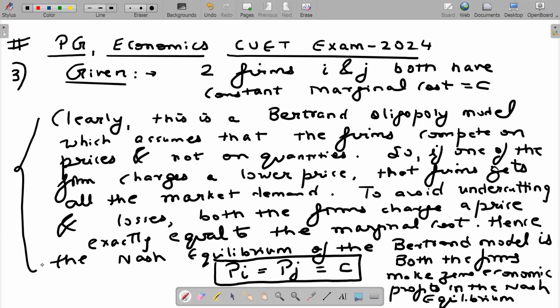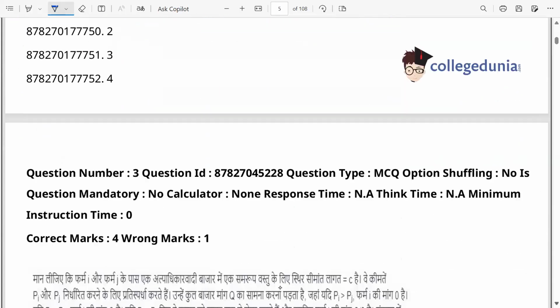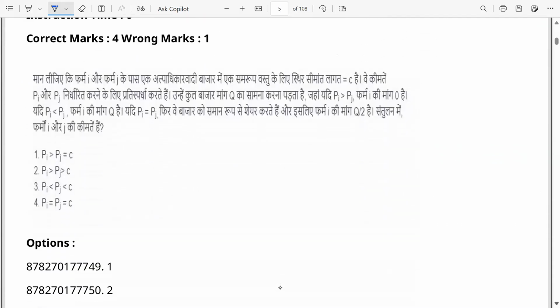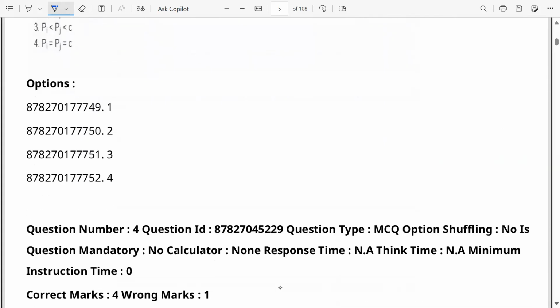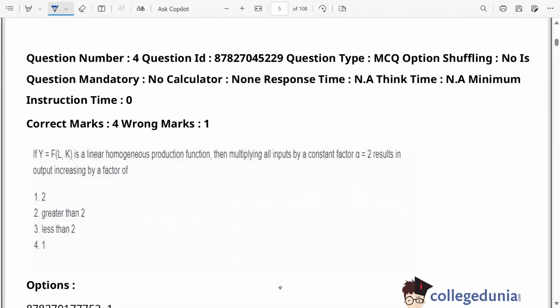Okay, so coming back to the question paper, let's look at question number 4. If I scroll down the question paper, question number 4: if y, which is a function of L and K, is a linearly homogeneous production function, it means that it exhibits constant returns to scale.